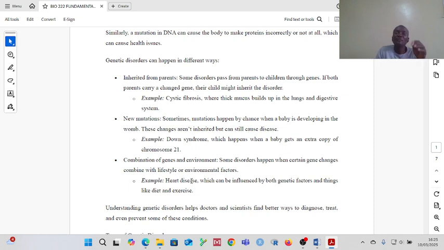So the three ways in which these genetic disorders can occur are: if they are inherited from parents, if they occur just as a new mutation as a result of chance, and lastly, when it is a combination of genes and the environment. With that, it means the environment is favoring the expression of that particular mutation. Okay.